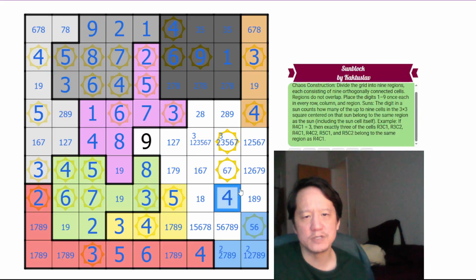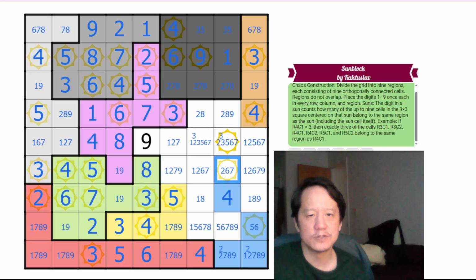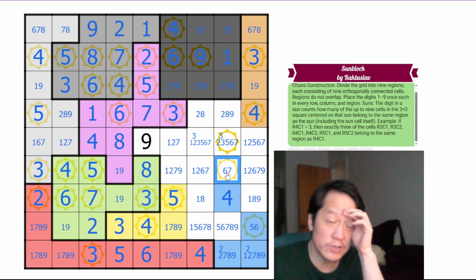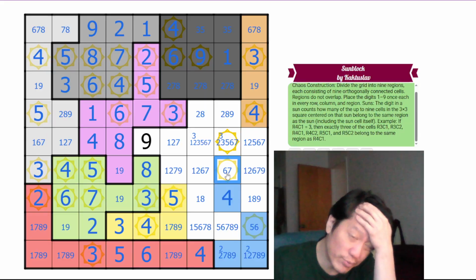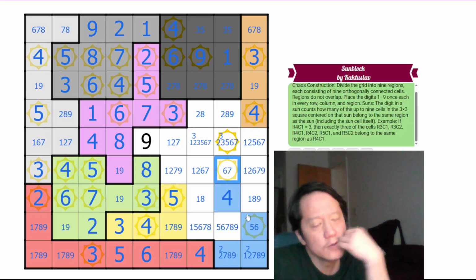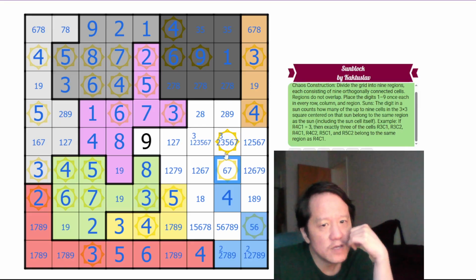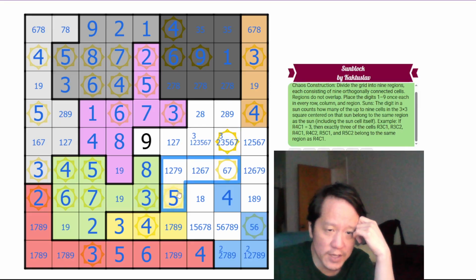Therefore, it's always 6 or oops, this is always 6 or 7. Ooh, that's interesting. So it's probably blue. If this were 6 as something else, does that even work? Six as orange.